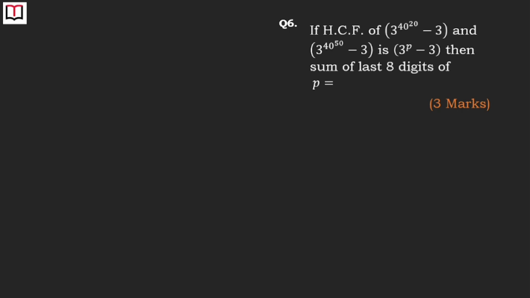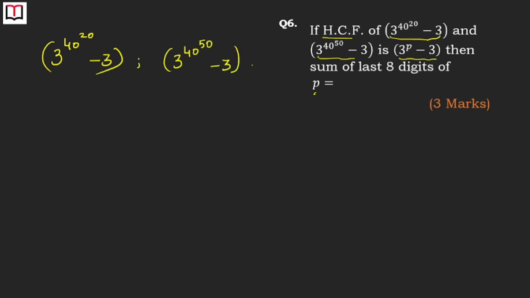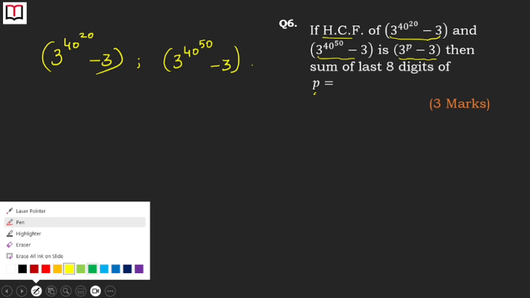So the question is, if the highest common factor of this number and this number is 3 raised to the power p minus 3, then the sum of the last 8 digits of p is. Okay, so the interesting thing is one number is 3 raised to the power 40 raised to the power 20 minus 3. Another number is 3 raised to the power 40 raised to the power 50 minus 3. We have to find the HCF of these two numbers.